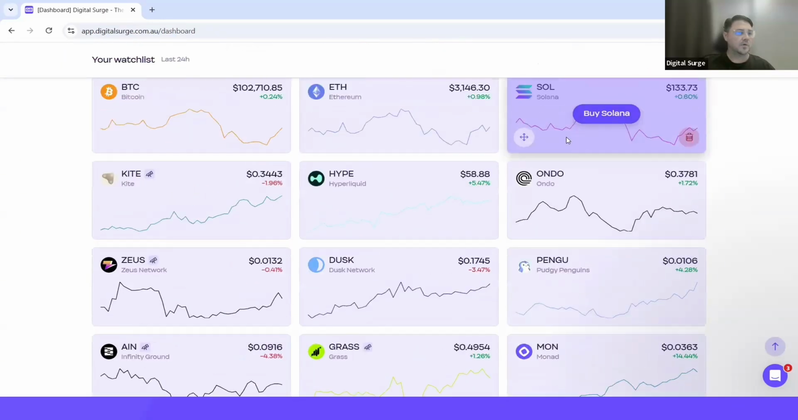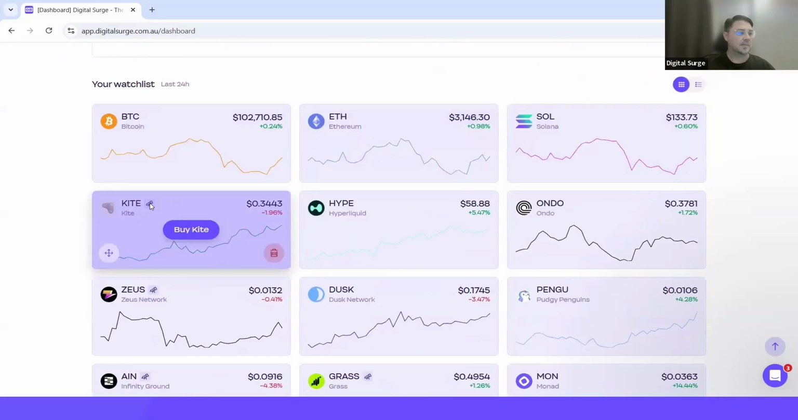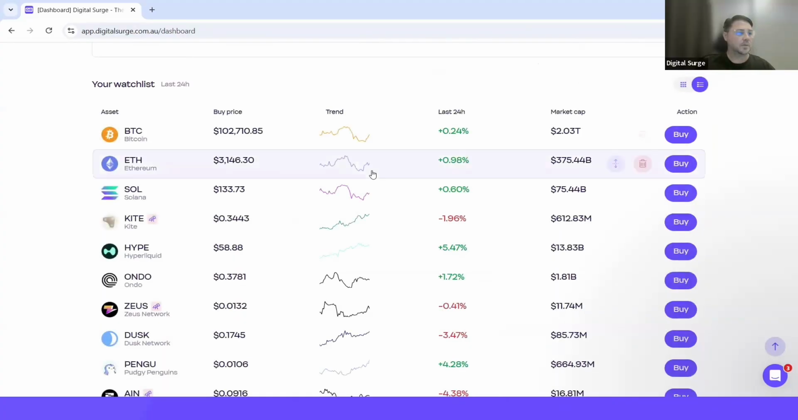So we've made it very easy when browsing quickly. And the same goes for your watch list. You can see it here, or you can also swap your watch list to this view, which people find a little bit easier to navigate.